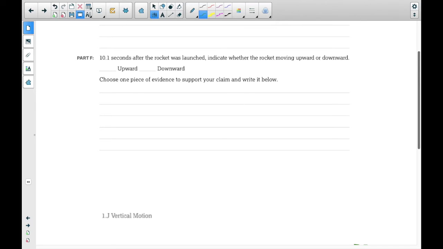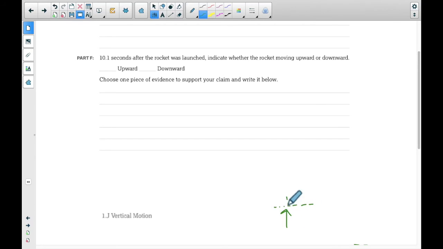Okay, again, next question we need to think about. 10.1 seconds after the rocket was launched, indicate whether the rocket is going to be moving upward or downward. All right, well, again, think about it. This thing gets launched up, and then we turn off the engines. What's going to happen? Is it going to be falling down at that point because it's under gravity, or is it going to be still going up?